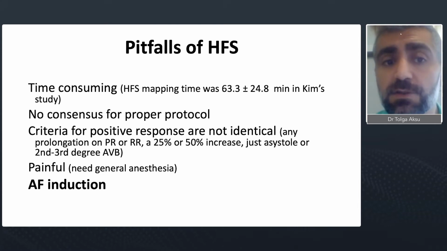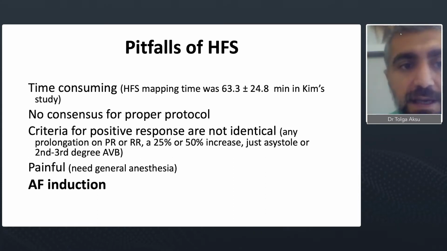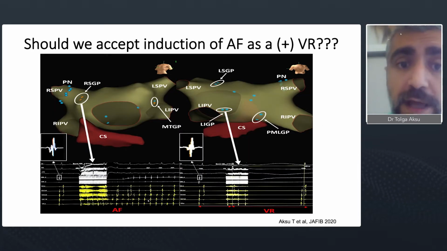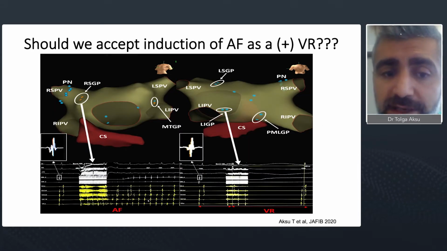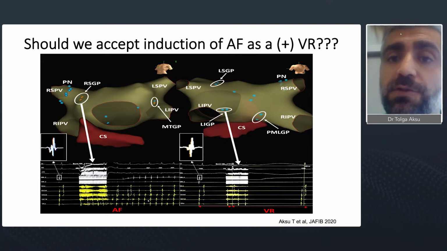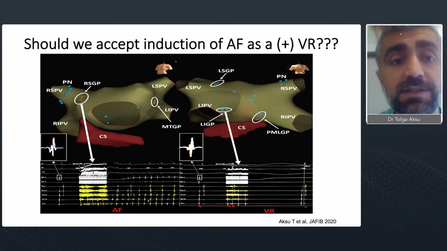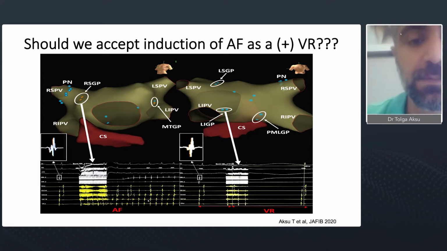There is still no consensus for PROPAIR protocol, and criteria for positive response are not identical between studies. And the most important limitation, you will see a lot of induction of atrial fibrillation episodes, and you have to cardiovert these ones. But in this well-designed case, we demonstrated that existence of or induction of atrial fibrillation will also demonstrate localization of ganglionated plexus by using HFS application.